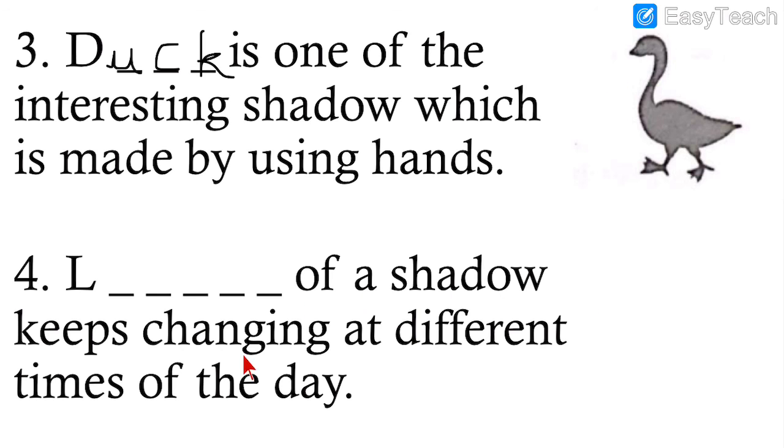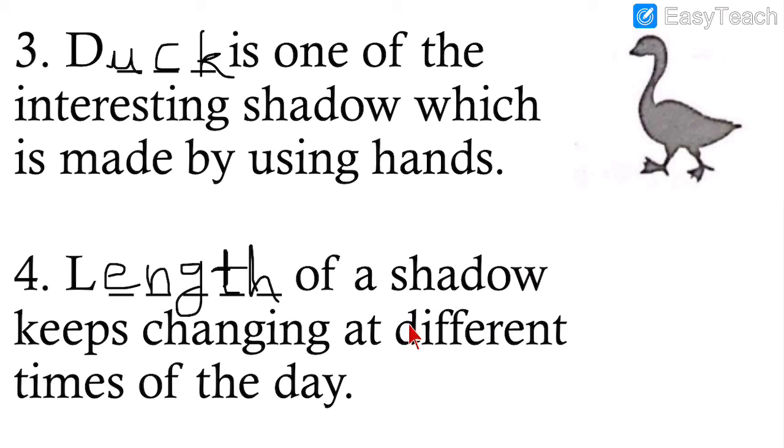Dash of a shadow keeps changing at different times of the day. What keeps on changing? The length of the shadow keeps on changing. What is the spelling? Length. Let us write the answer. Length. Length of a shadow keeps on changing at different times of the day.